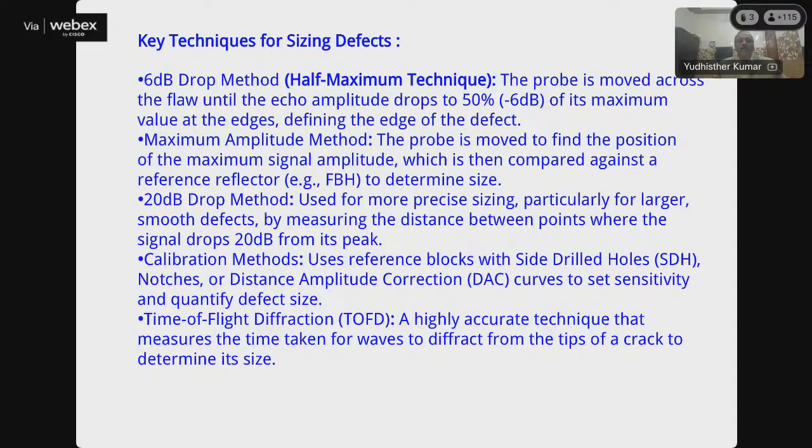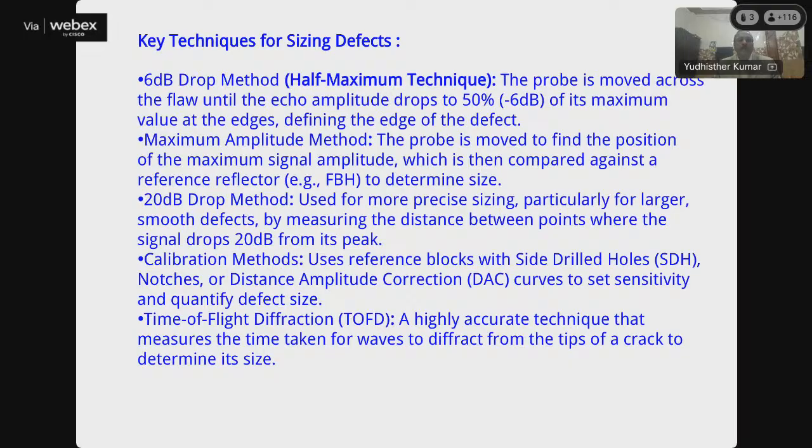Then the calibration method. It uses reference blocks with side drilled holes, notches, and distance amplitude correction curves to set sensitivity for a quantified defect size. That means the amplitude is received from an artificially drilled hole in artificially made reference blocks, and the response from that block is received for a particular identified defect of different size, like a notch, side drilled hole or flat bottom hole. Then the test object defect is detected, its echo amplitude is received and compared with the reference block holes. So this calibration method is used in such a way.